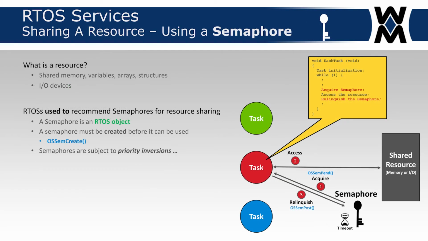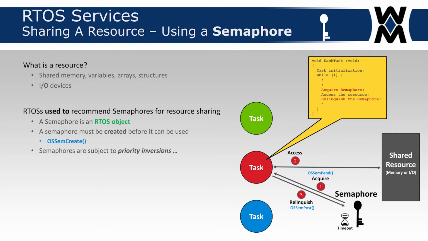Another RTOS service is what's called a semaphore. A semaphore used to be used for resource sharing, and I'll show you why most RTOS vendors don't recommend using a semaphore anymore for resource sharing. So let me bring up the definition of an RTOS object. An RTOS object is the semaphore itself, and the semaphore contains a value. It contains a list of tasks that are waiting for the semaphore, and it contains a counter, the count of the semaphore, kind of too many details.